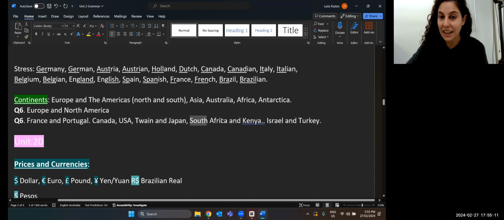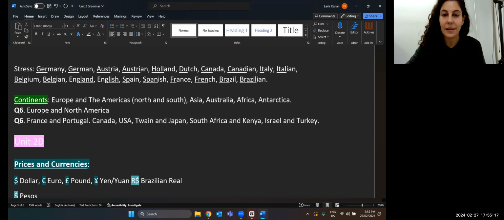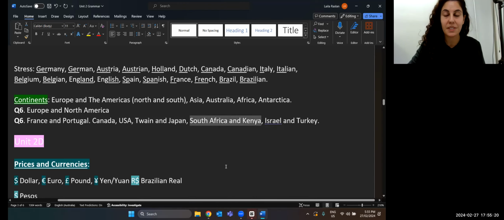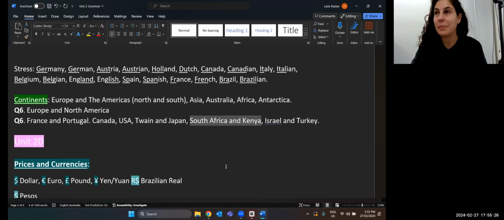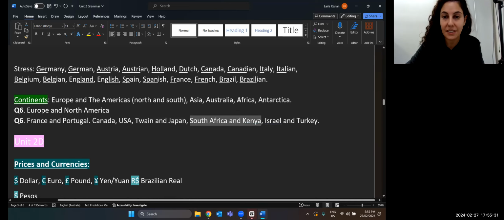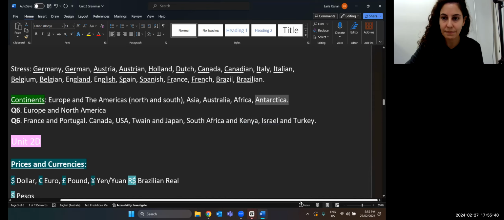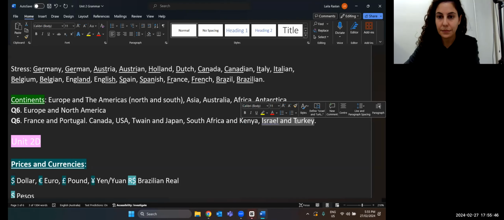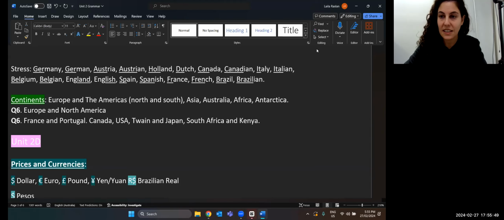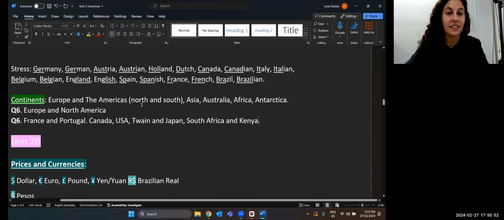Africa, South Africa, Kenya, Egypt, Uganda, Zimbabwe, Sudan. So a lot of countries as well in Africa. Antarctica is just Antarctica. And I think that's it. They're just examples of the countries that are in the continents.